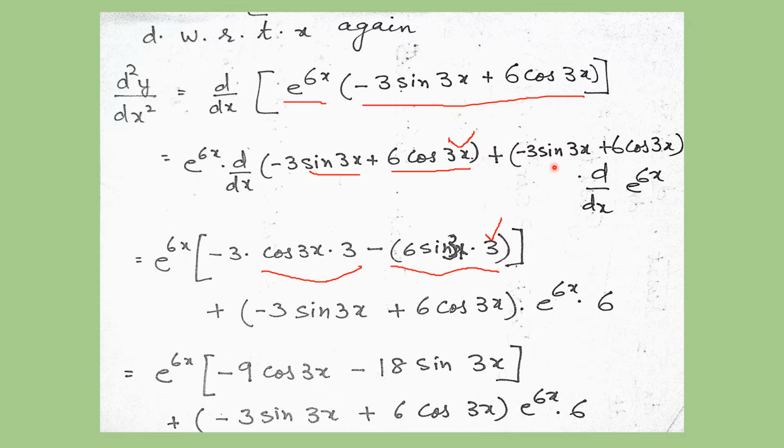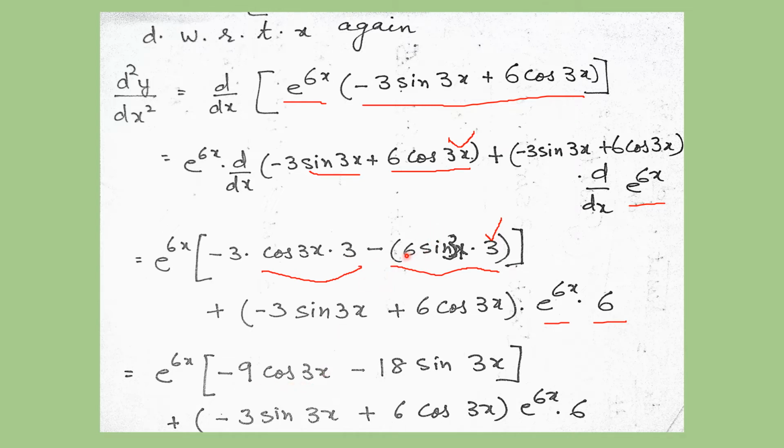Now this minus 3 sine 3x plus 6 cos 3x will be carried here like this, multiplied by the derivative of e power 6x, which will be e power 6x as it is multiplied by 6. Now, as you can see in this term, you can take e power 6x as common. So what will be left? This minus 3 will be multiplied by this 3. You will get minus 9 cos 3x.